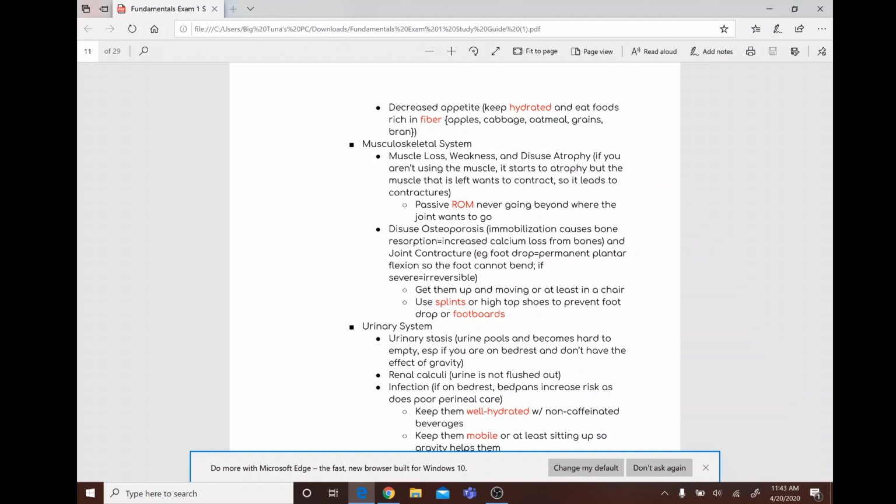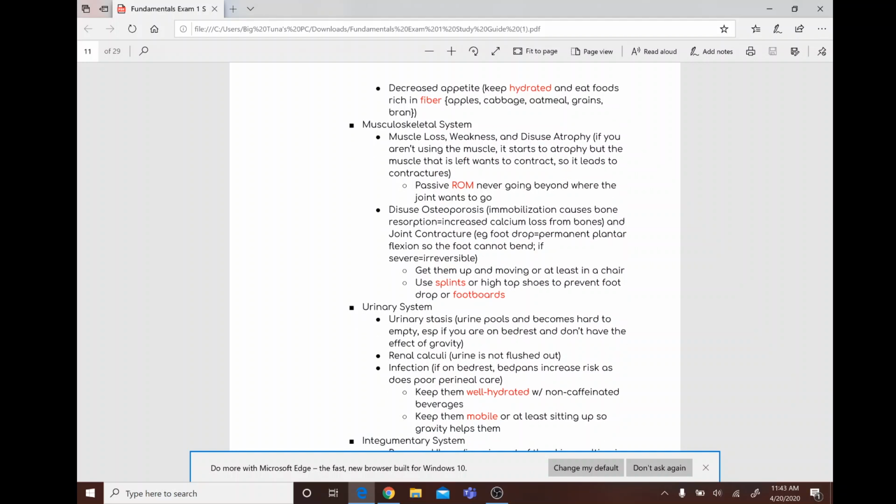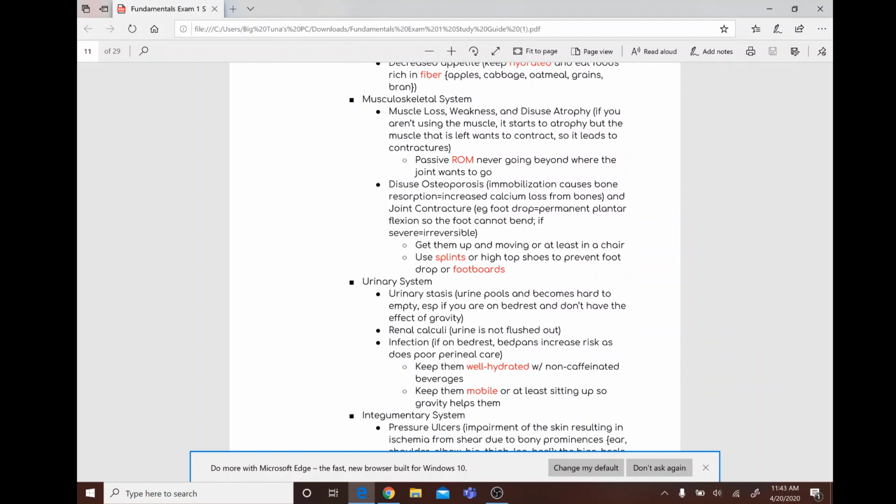What is a joint contracture? It's like a foot drop, permanent plantar flexion, so the foot cannot bend. Severe is irreversible. What are we going to do to take care of disuse osteoporosis and joint contractures? Up and moving, or at least in a chair, splints, and footboards.